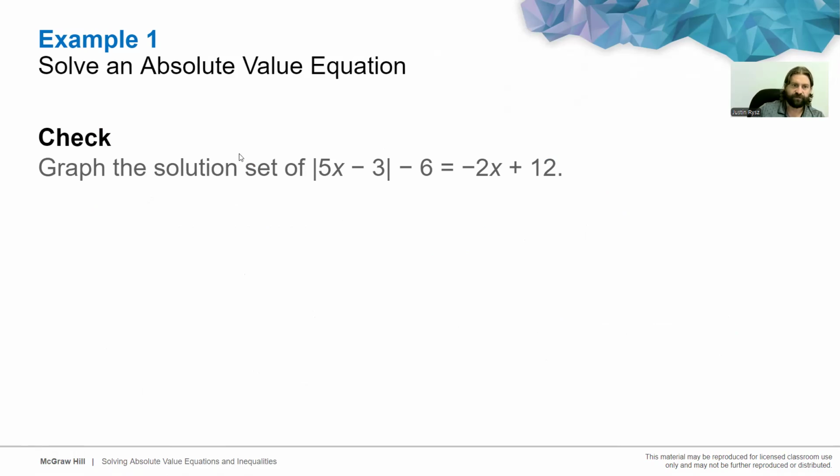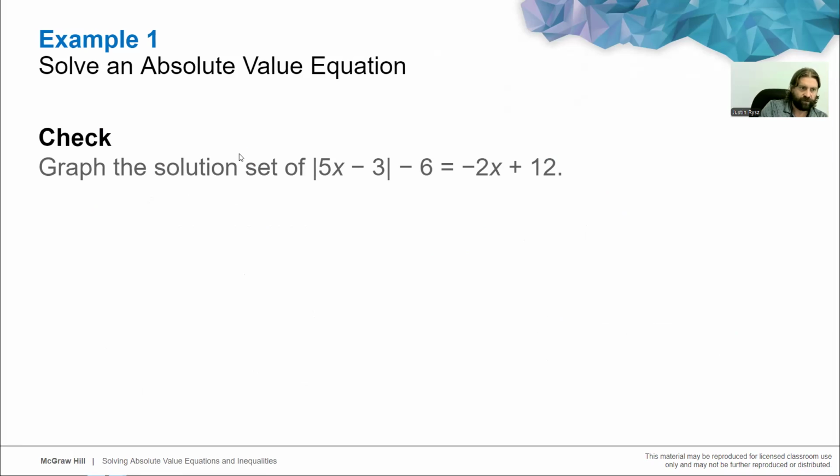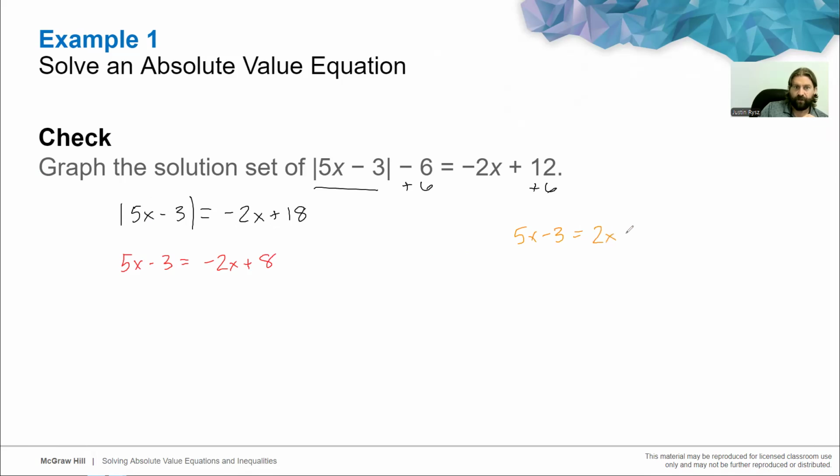We're going to try it in just a second. All right, let's see how well we do here. So what we need to do is isolate this first. So we're going to add the 6 over to the other side. And we get absolute value of 5x minus 3 is equal to negative 2x plus 18. All right, we need to then break this up into two separate problems. Okay, so I'm going to make one problem. That is just 5x minus 3 is equal to negative 2x plus 18. Then I'm going to go over here on the other side and make a complete opposite one of 5x minus 3 is equal to a positive 2x minus 18.